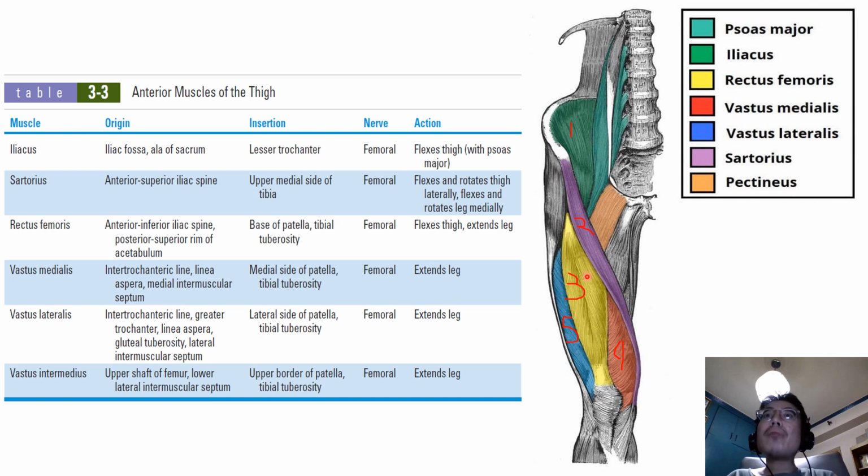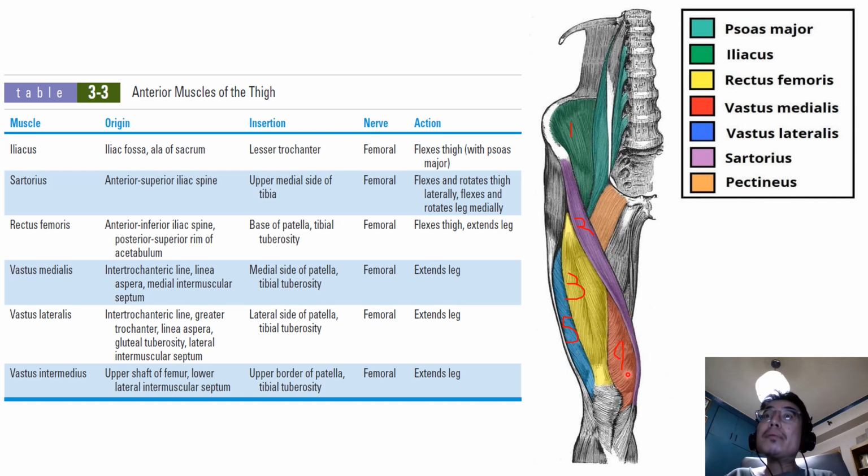In yellow, our third anterior thigh muscle is the rectus femoris. The rectus femoris has its origin from the anterior inferior iliac spine, though of course not shown here, as well as the posterior superior rim of the acetabulum. It inserts, as we can see here, down below into the base of the patella, as well as the tibial tuberosity. Innervated by the femoral nerve, the rectus femoris functions to flex the thigh and extend the leg.